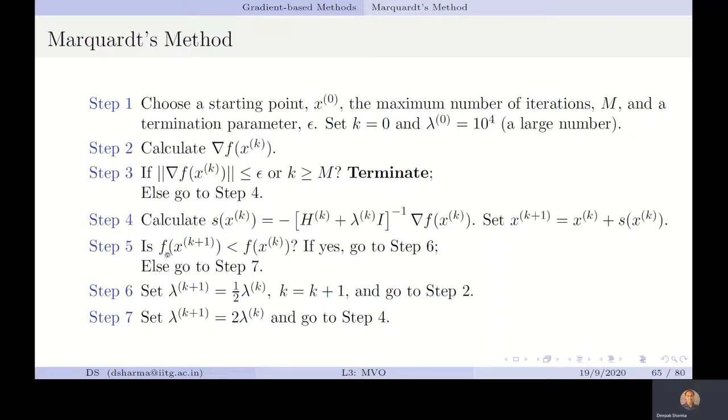Suppose in step 5, the function value at the new point x k plus 1 is greater than the function value at the current point, then we should increase the value. Why? Because the direction s k, which we found at step 4, is not good. Therefore, we should increase the value of lambda in step 7. As you can see, lambda k plus 1 equals 2 times lambda k.